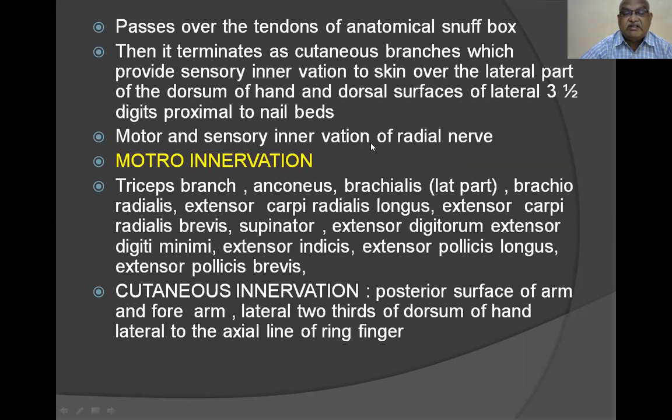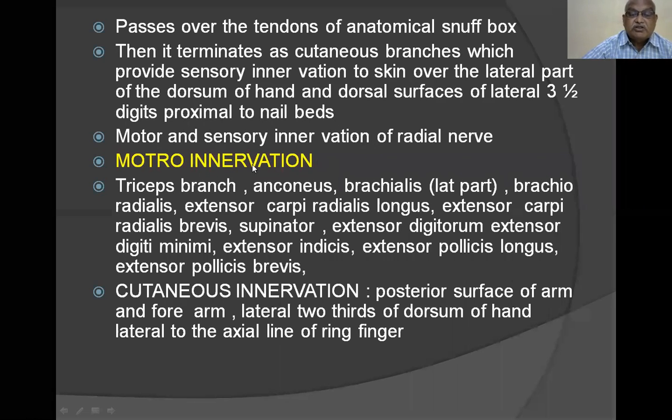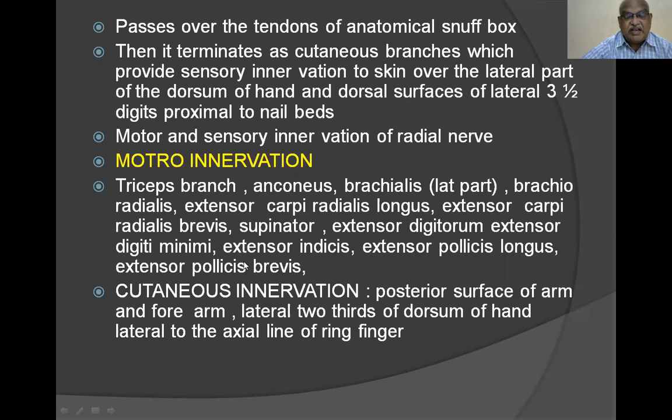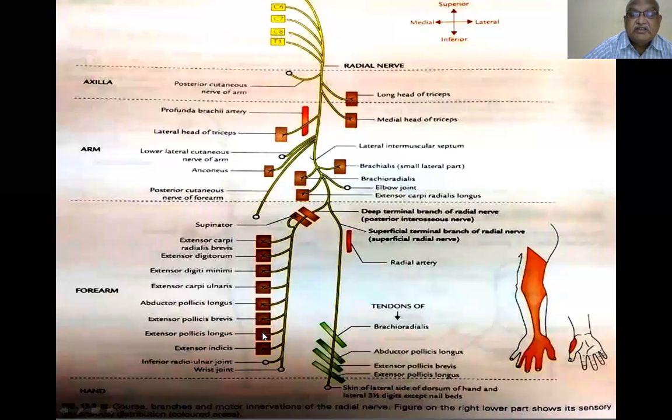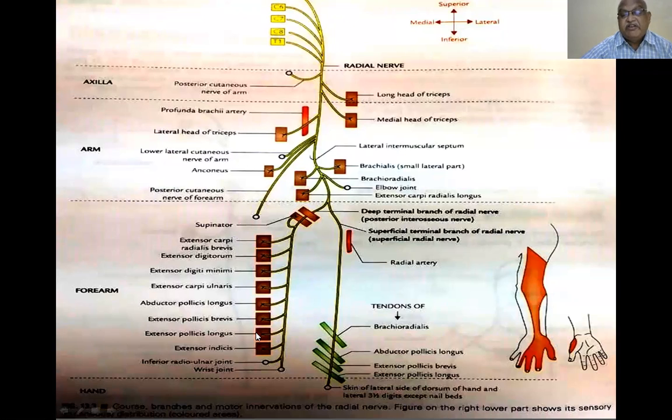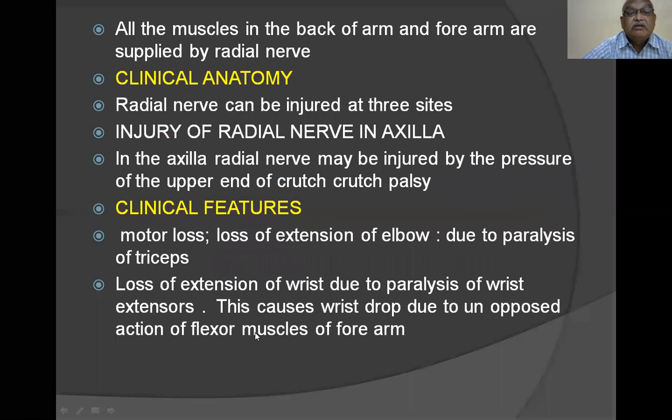Motor and sensory innervation of the radial nerve. All the muscles have motor innervation, and cutaneous innervation is sensory. So I have given what muscles are supplied by the radial nerve, that is motor innervation, and skin supply is sensory supply. This is the diagram given in your textbook, radial nerve.